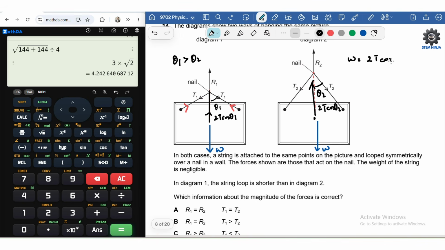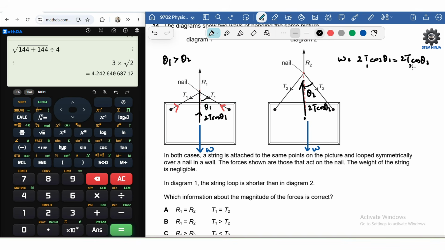So 2T cos theta 1 equals 2T cos theta 2. These are tension 1, and this is tension 2. Right? Okay. Now, the 2 and 2 will get cancelled, right? So you have T1 cos theta 1 equals T2 cos theta 2. Since weight is the same, the net effect caused by these two tensions is still the same. So your R1 would be equal to R2.